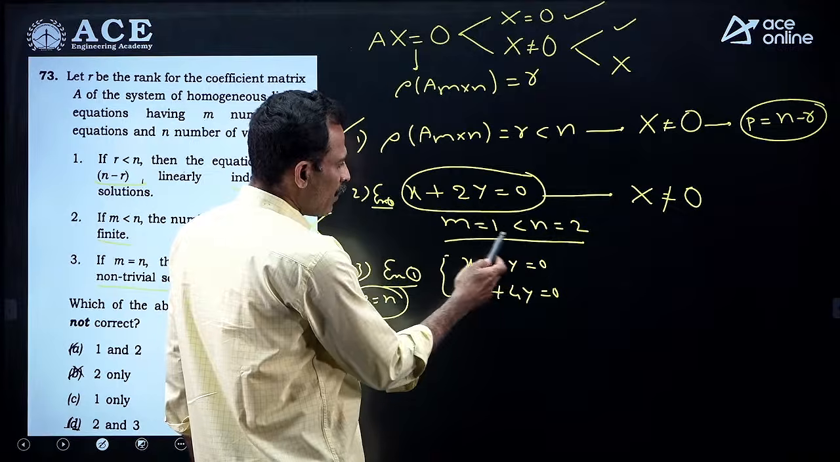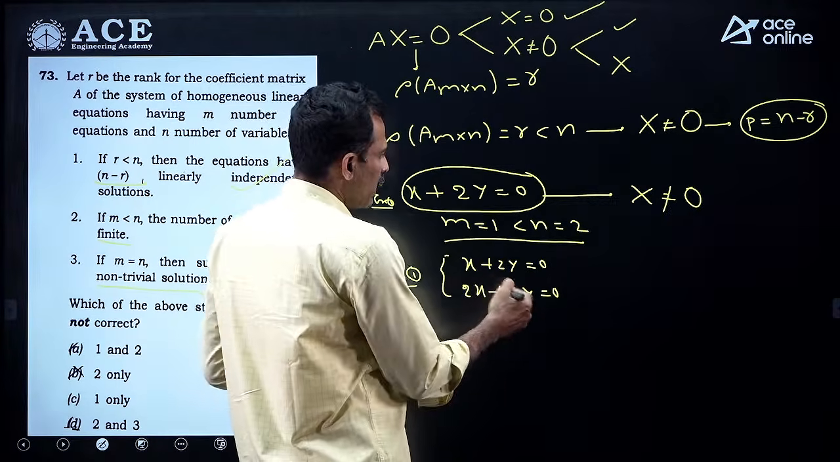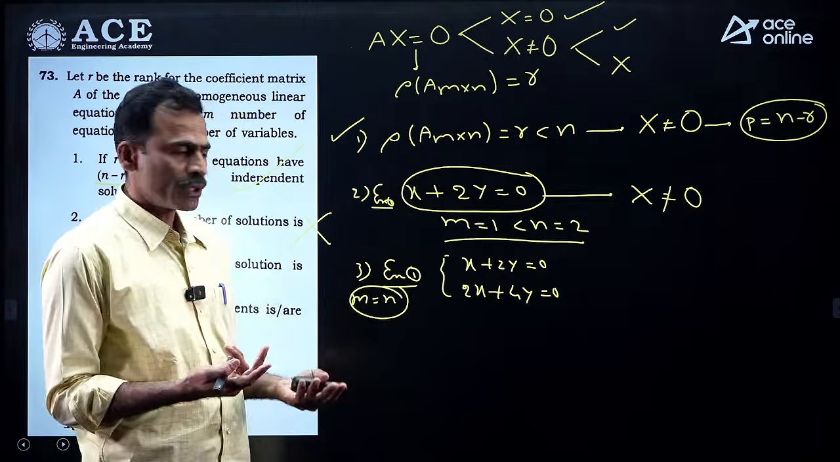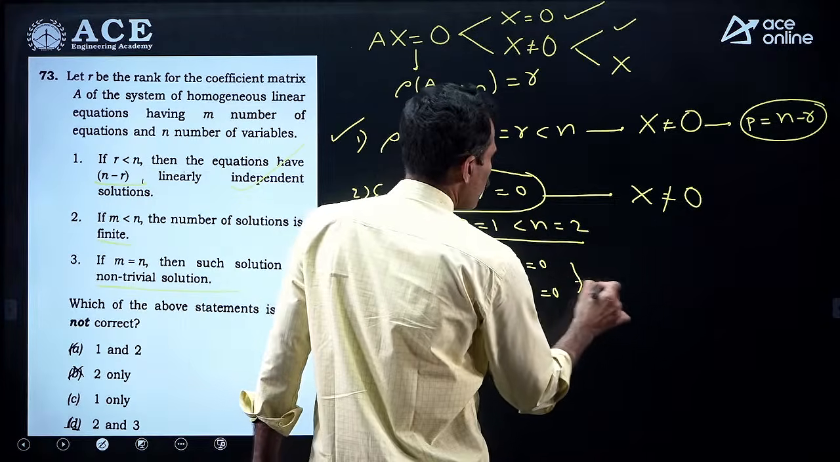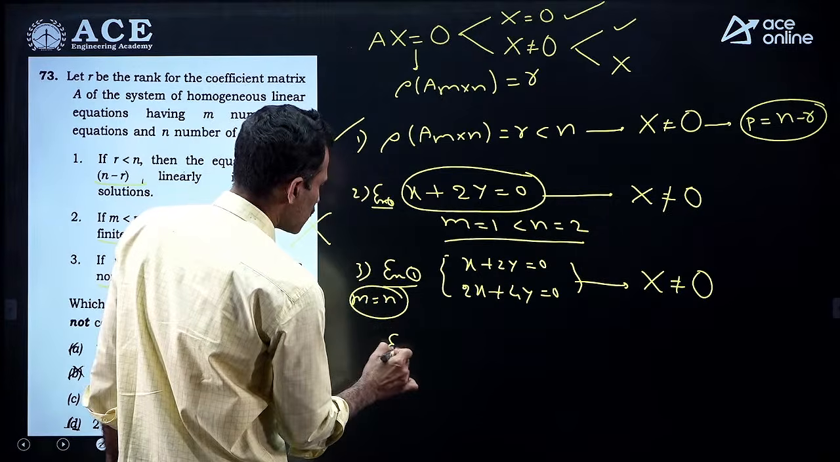But here, even though there are two equations, both are proportional. Because they are proportional, we can get infinitely many solutions. For this, we get infinitely many solutions. Next, example number 2.